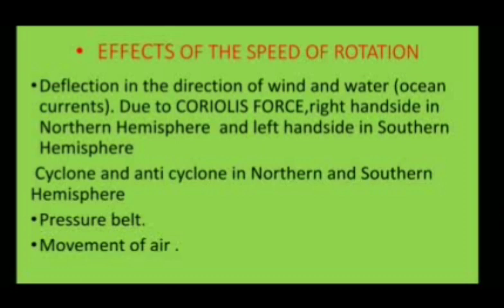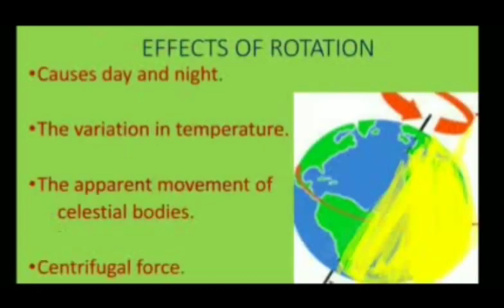Movement of air. Movement of air means when air starts moving, it is known as wind, and it is because of the rotation of the earth. Effects of rotation. First, it causes day and night. The portion which gets light, you can see here in the picture, yellow color, is bright, that's the day, and the other is night. As the rotation goes on, different parts of the area come in front of the sun and receive sunlight. So day and night is a regular feature.